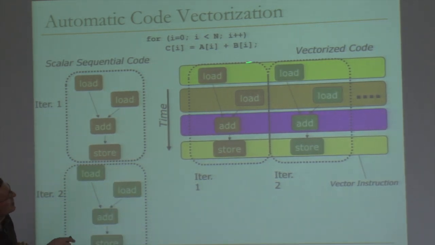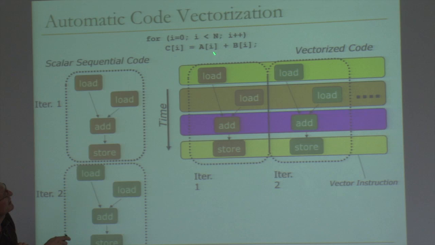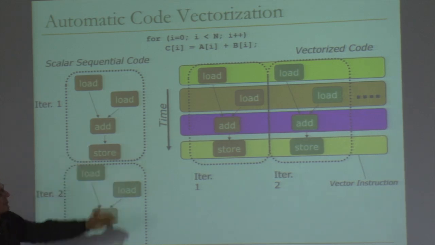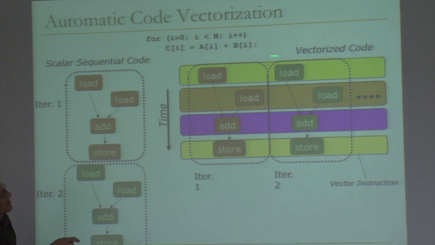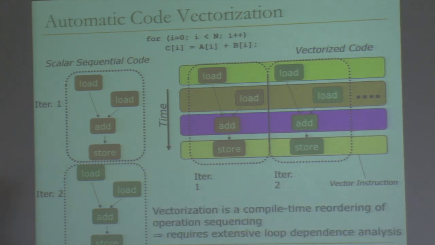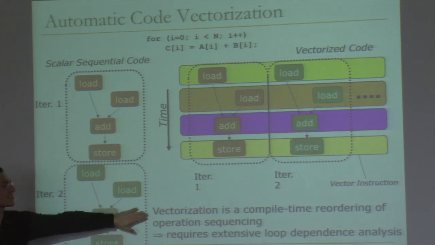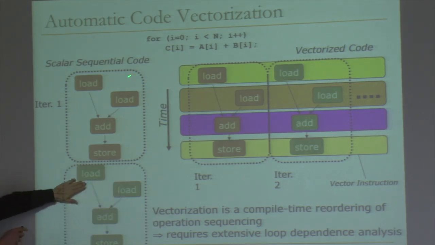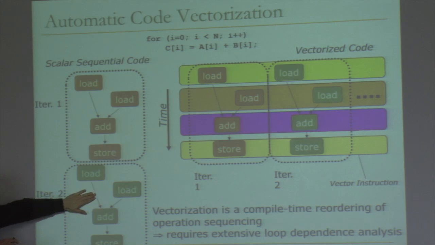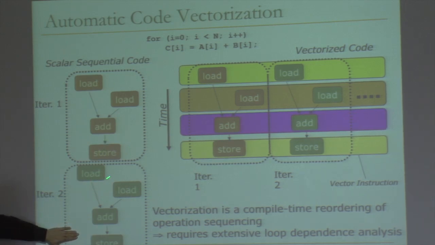And now you can vectorize by combining these loads together. Now, loads are operating on different data elements, but they're the same load, same operation. This is how you can actually form vector instructions, by putting multiple instructions together, right? OK. Basically, vectorization is a compile time reordering of operation sequencing. Right? Instead of having this iteration sequenced after this, you reorder the operation sequencing.